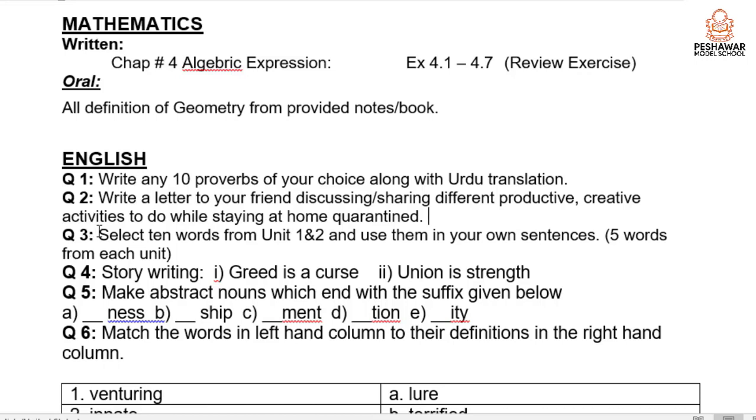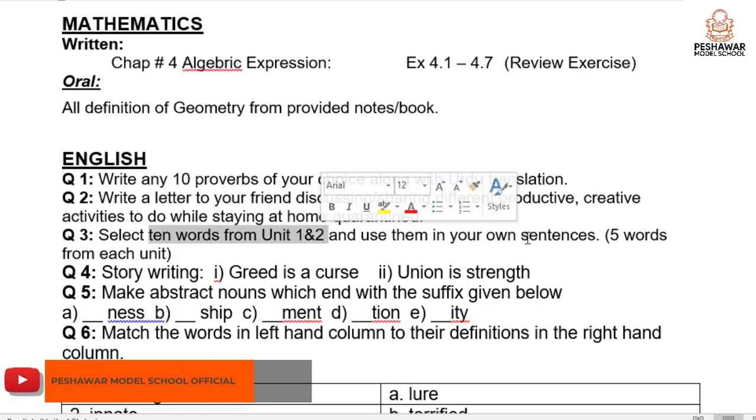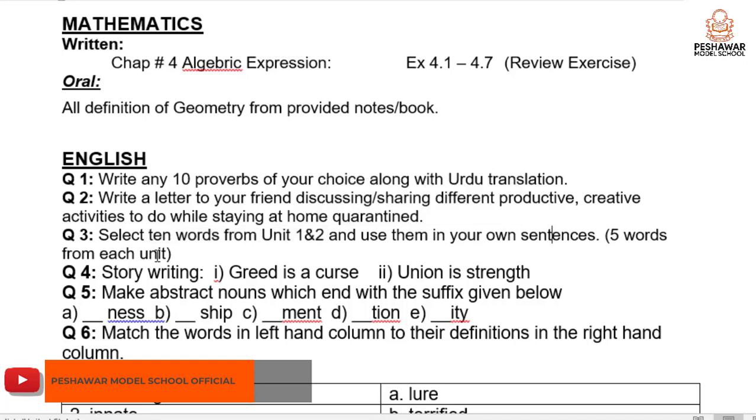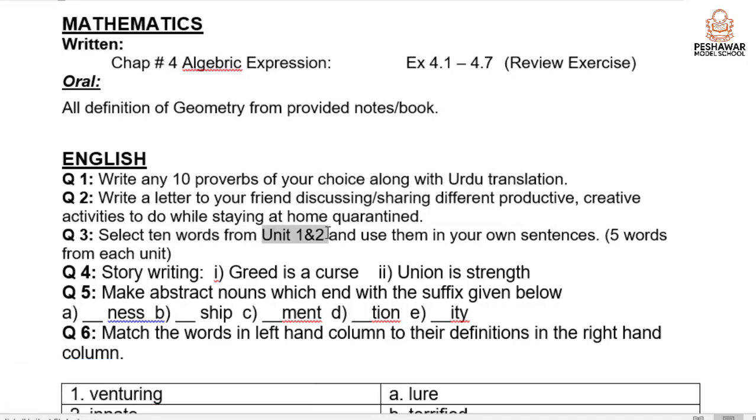Now coming towards question number 3, you have to select 10 words from unit 1 and 2 and use them in your own sentences. So what you can do is read chapters 1 and 2. You can choose these 10 words. You can use Google to know the meanings of these words, and you can even write these words in your sentences.